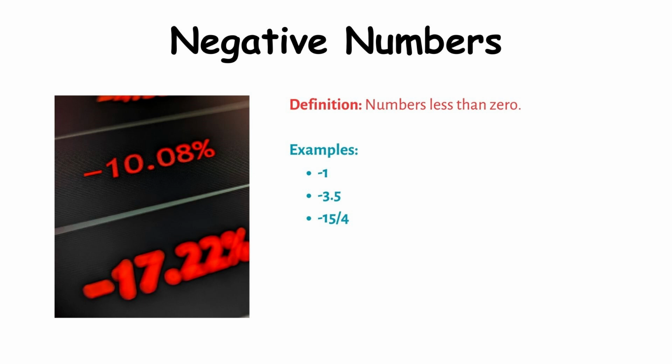-15/4, a negative fraction, illustrating that negative numbers can also be expressed as fractions. Similar to positive numbers, negative numbers can also be whole numbers, fractions, or decimals. They are crucial for understanding concepts such as temperature changes, financial losses, and other scenarios where values can drop below 0. 0. 0 is defined as the numeral or symbol 0, representing the complete absence of any quantity or magnitude.